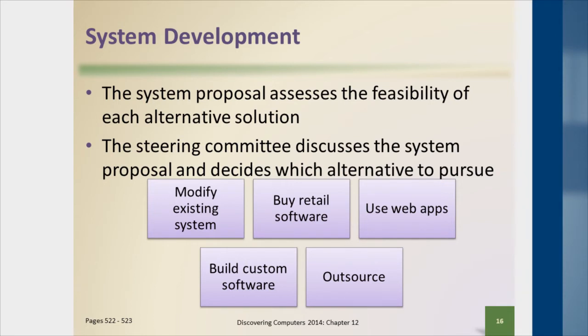For example, outsourcing may be much more feasible in terms of time, in terms of technical feasibility, because we're paying somebody else for their technical expertise. But economically, it may not be feasible. It may cost too much. Building custom software may be economically feasible. We have the employees that build software. They may be able to do it, but they may not have the time, so the time feasibility may not be there. So we need to be able to evaluate these different alternatives.